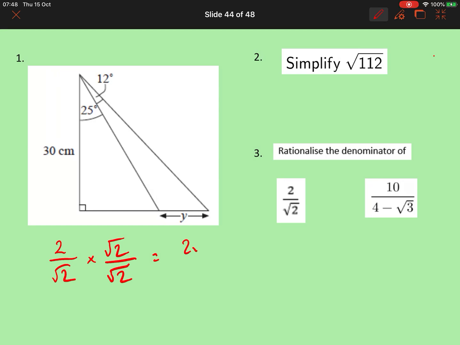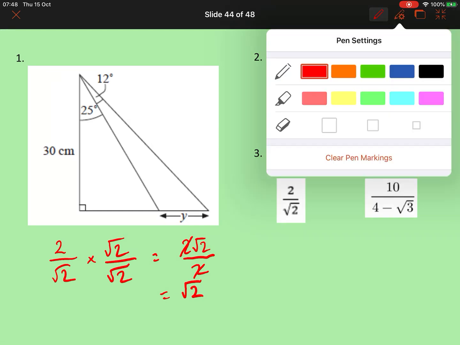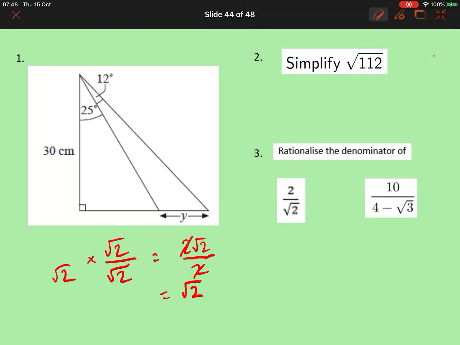But if we now do that, we're going to get 2 root 2 over 2, because root 2 times root 2 is just 2. And now we know from fraction work that we can just cancel off the 2's, and we're left with root 2. So 2 divided by root 2 is the same as root 2. Okay? That's rationalising the denominator. You're turning the denominator of your fraction into something that is rational. So it's basically how we divide with surds.